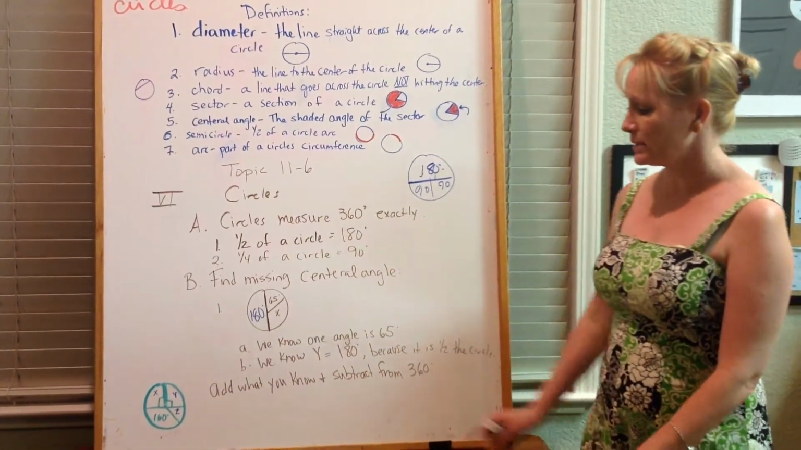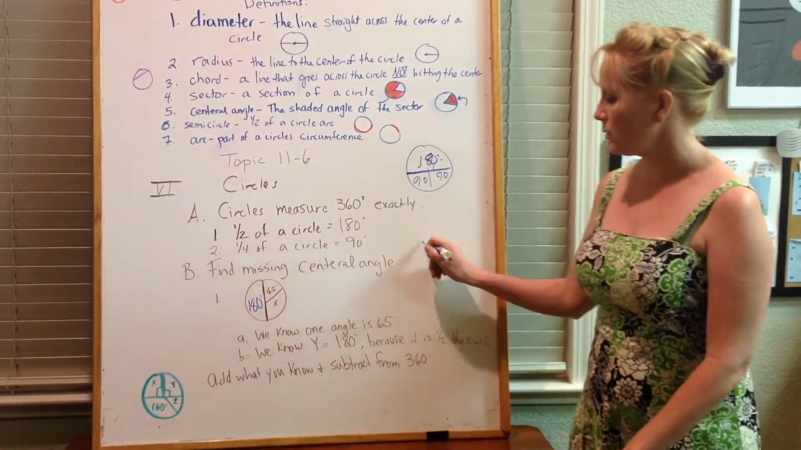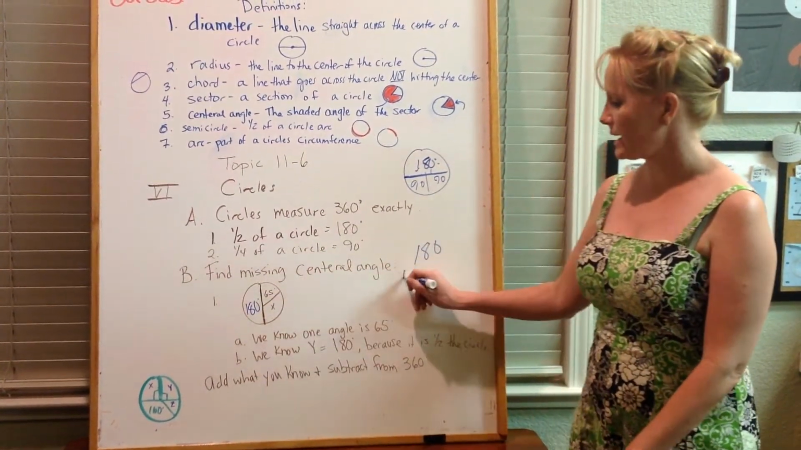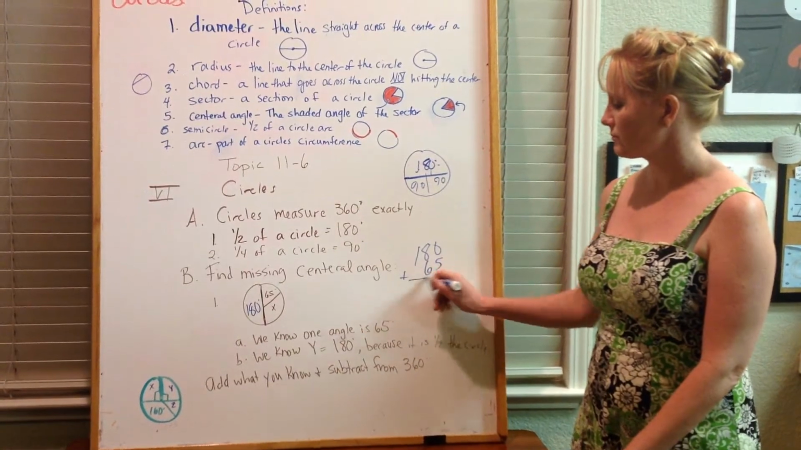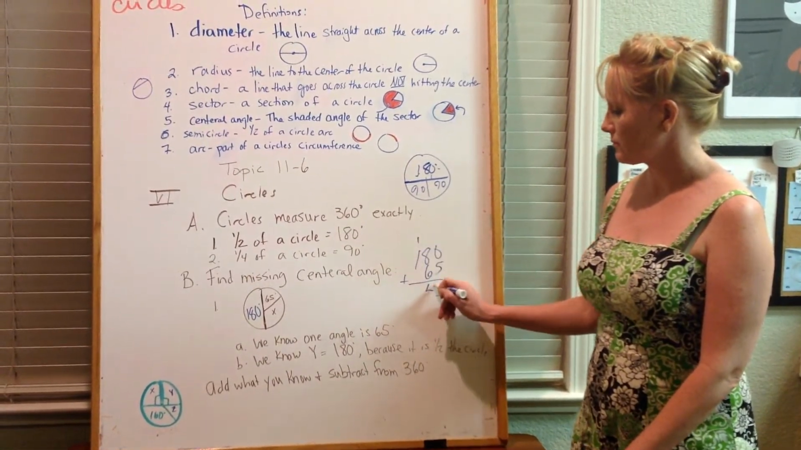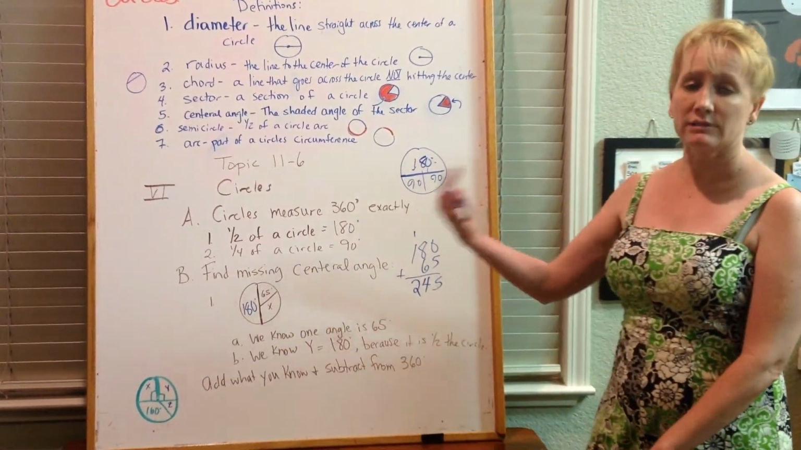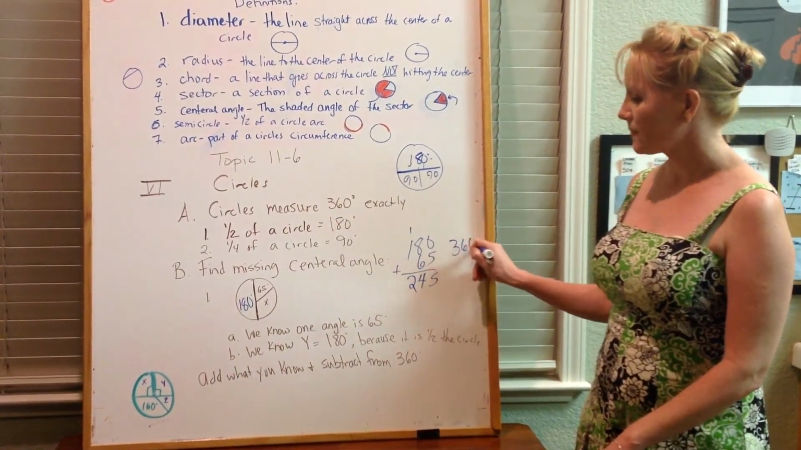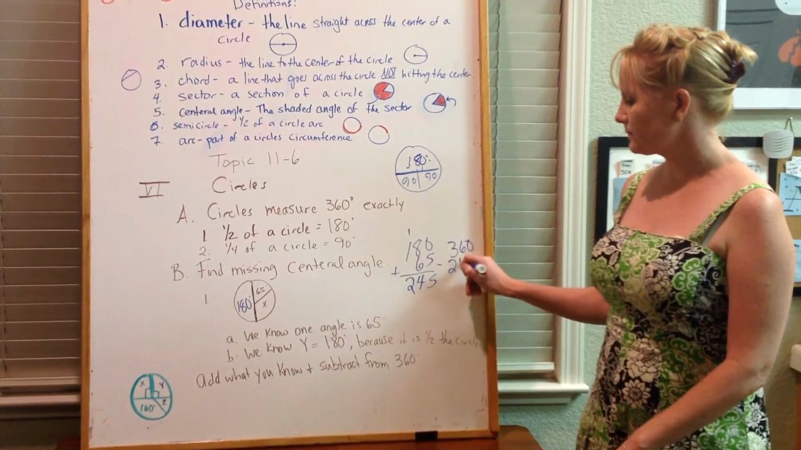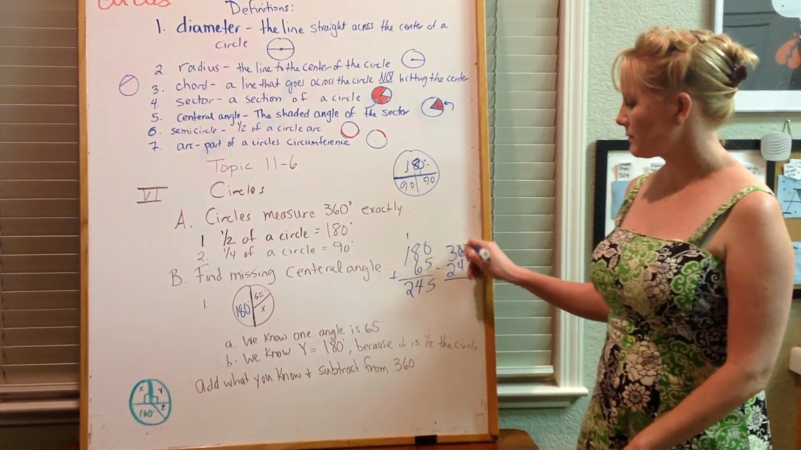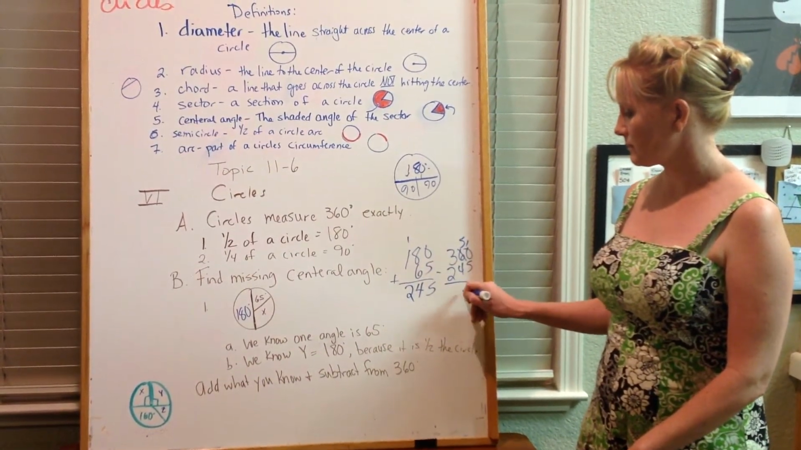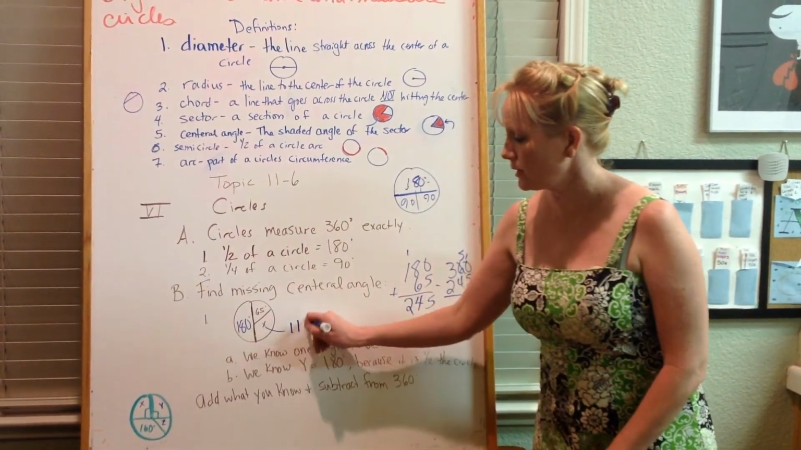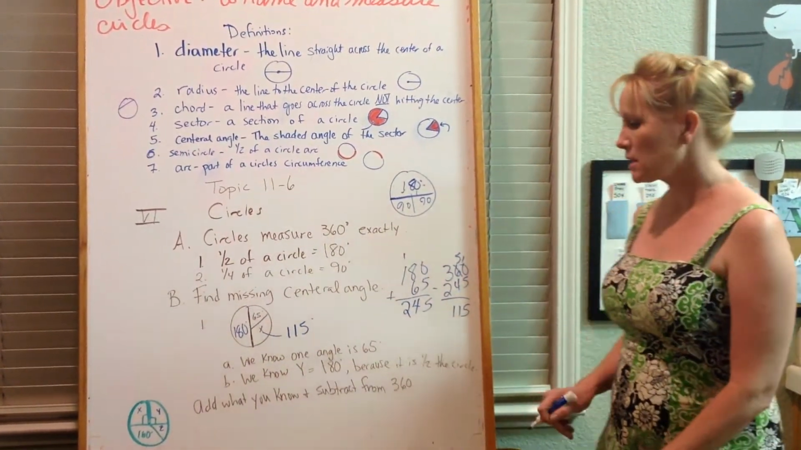So what we do is we add what we know. We know 180 from right here, and we know 65. We're going to add those together. And we subtract it from 360 because it has to equal 360. So 360 minus 245 equals 115 degrees. This has to equal 115 degrees.